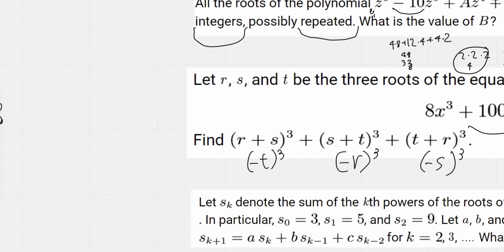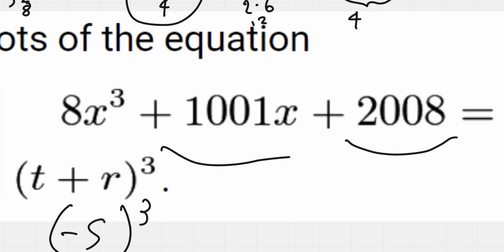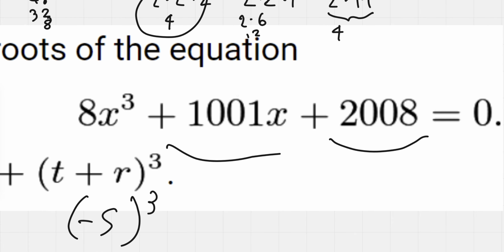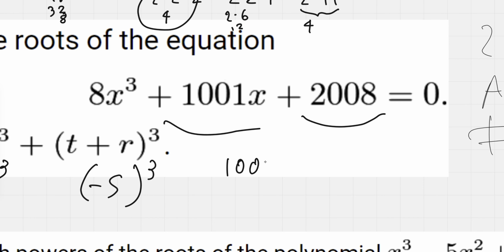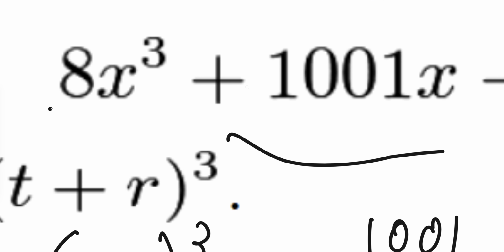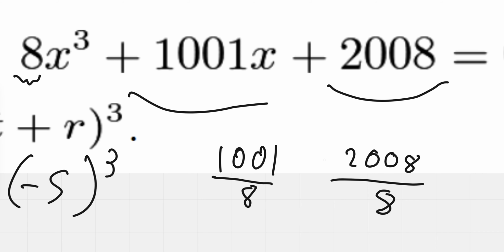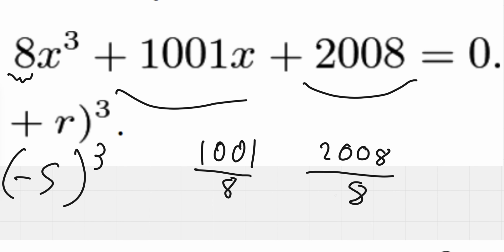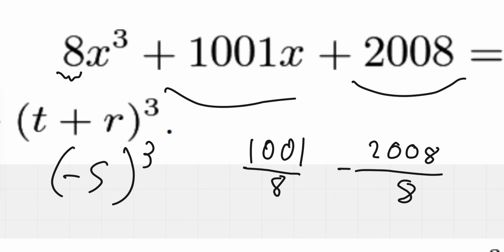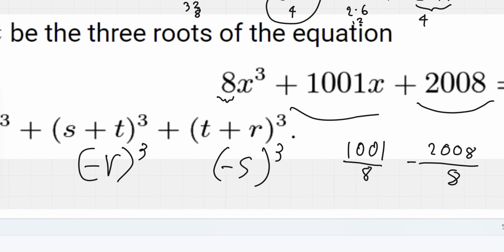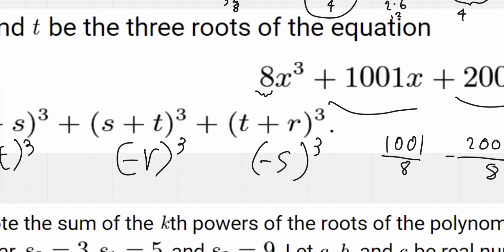Right. And here I should mention that 1001 is not itself a function of the roots. That would actually be 1001 divided by 8. And same here, 2008 divided by 8. That's important because there's actually a leading coefficient. So if you want the product of all the roots, it's going to be actually negative 2008. And that's the product of all the roots. And this is the sum of all the pairs of the roots. That's going to be probably important later on.